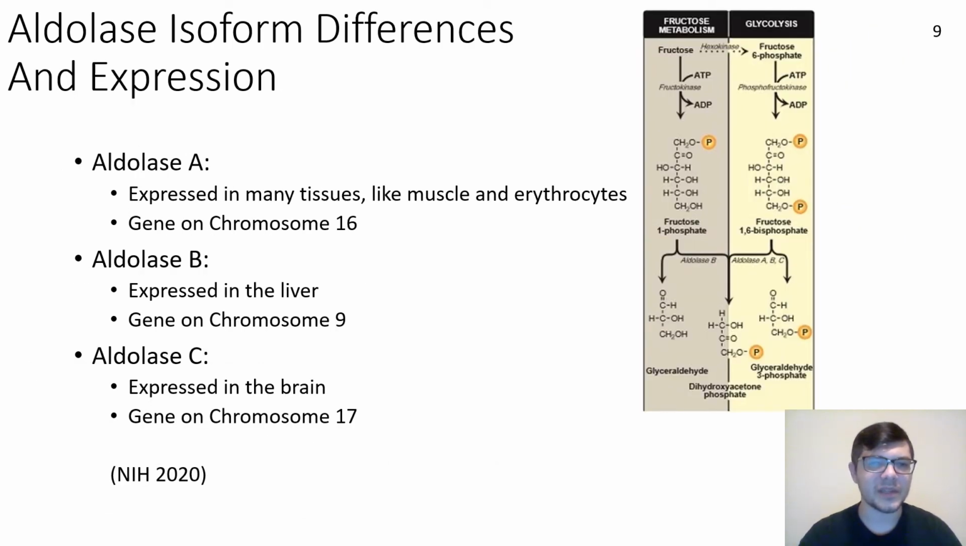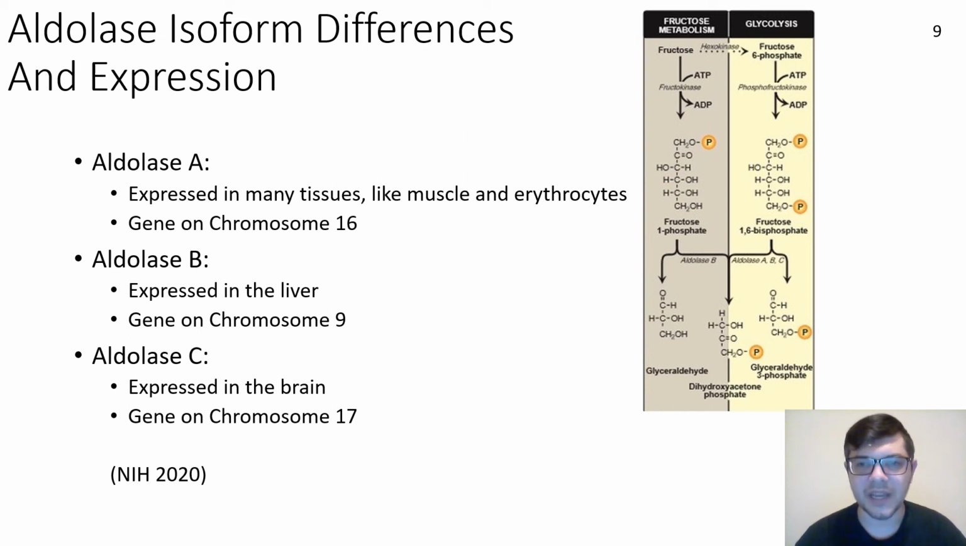Now here's a little bit of some of the difference as far as the expression and things like that. So aldolase A is expressed in many tissues like muscle and erythrocytes, and the gene for this one is on chromosome 16. Aldolase B is expressed in the liver, gene on chromosome 9, and aldolase C is expressed in the brain and other nervous tissue, gene on chromosome 17.